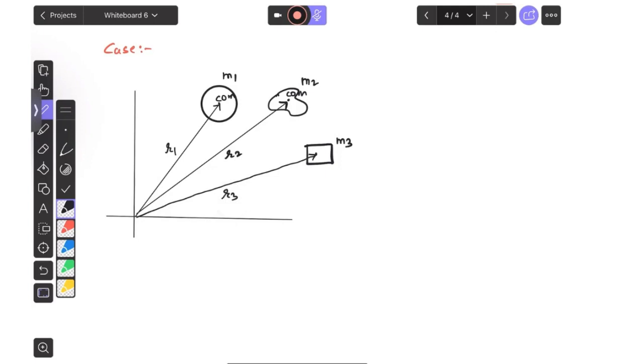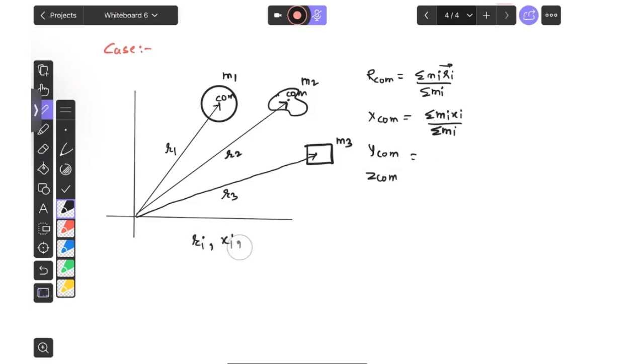So what is the result we have? Same as the earlier one, just in place of R1, R2, R3 and so on, we use the position of the center of mass of each chunk. So here I'll write R_cm equals summation of mi ri, same formula, nothing different, divided by the total mass, which is summation of mi. Similarly x_cm equals summation mi xi by summation mi. Same goes for y_cm and z_cm. Here I have the reference ri, xi, yi.